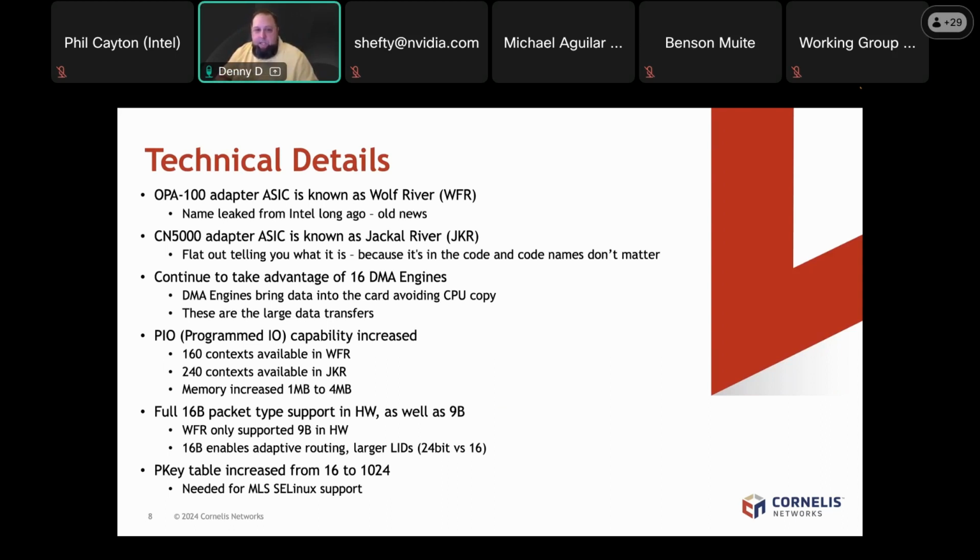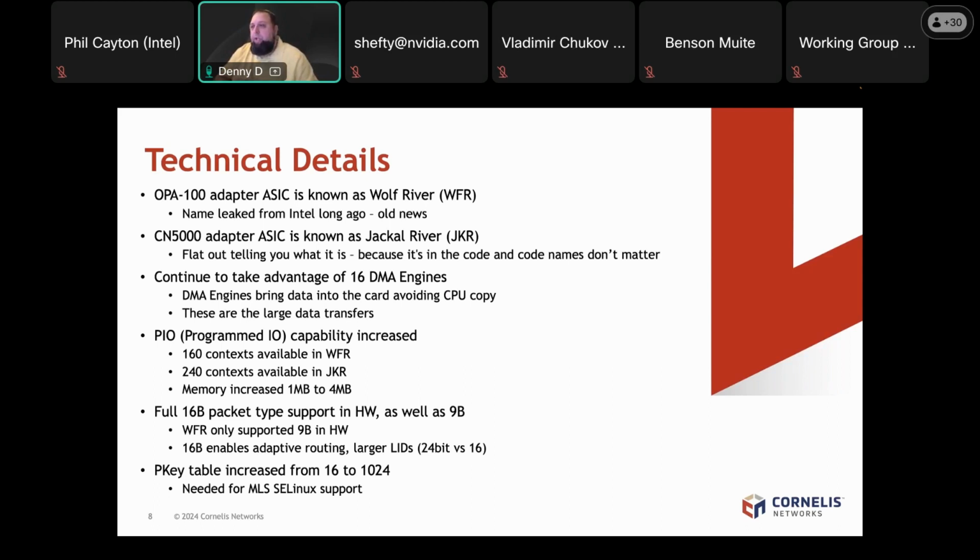If anybody has looked at our code closely, we have support for what's called 16B packets. This is named because there are 16 bytes in the header. A traditional InfiniBand packet is 9 bytes. Wolf River operated on 9 bytes in hardware.